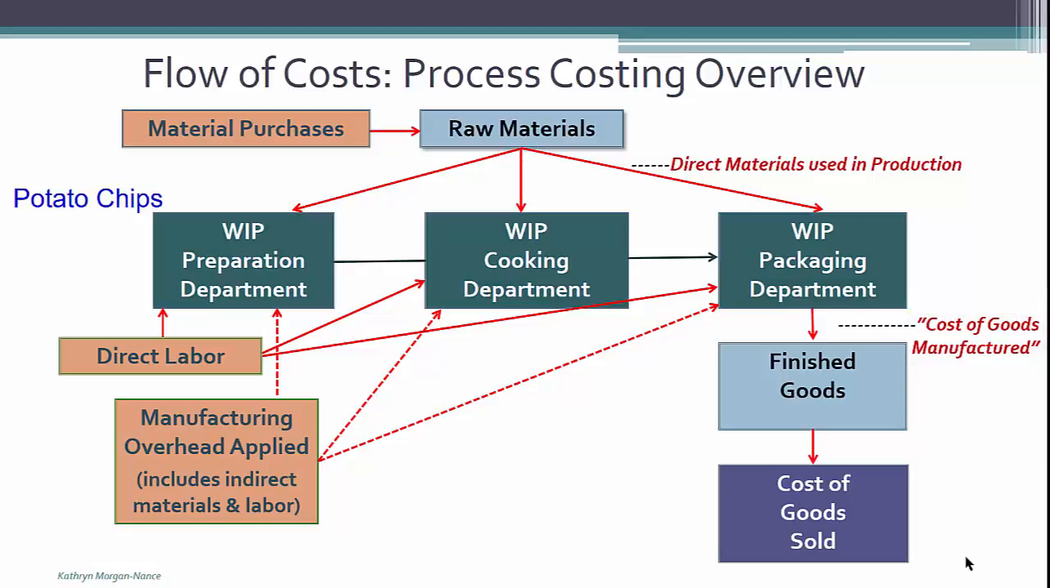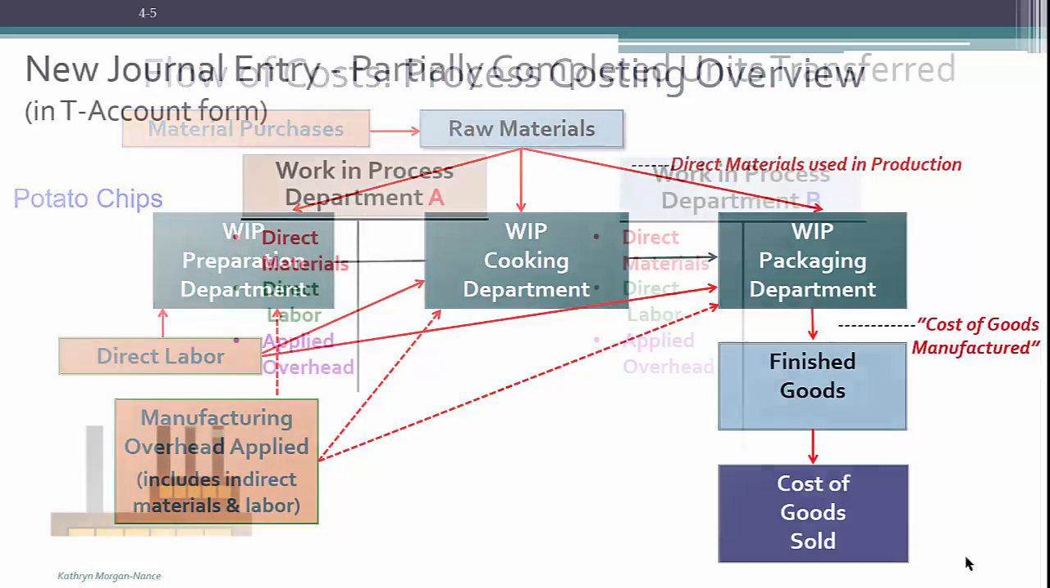Period cost, or otherwise known as selling and administrative expenses, do not flow through inventories on the balance sheet. They are recorded as expenses on the income statement in the period incurred. These types of costs are not illustrated on this particular slide.